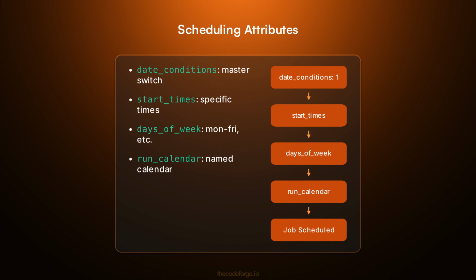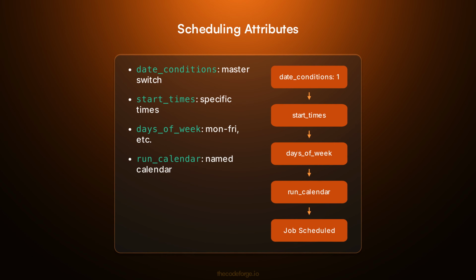Scheduling attributes control when a job runs. The most important is date conditions. It must be set to 1 for any time-based scheduling to work. Without it, start times, days of week, and run calendar are ignored.